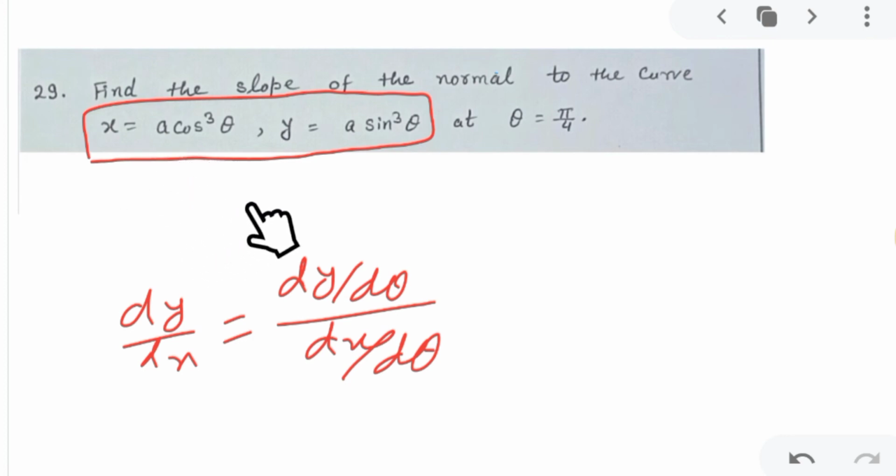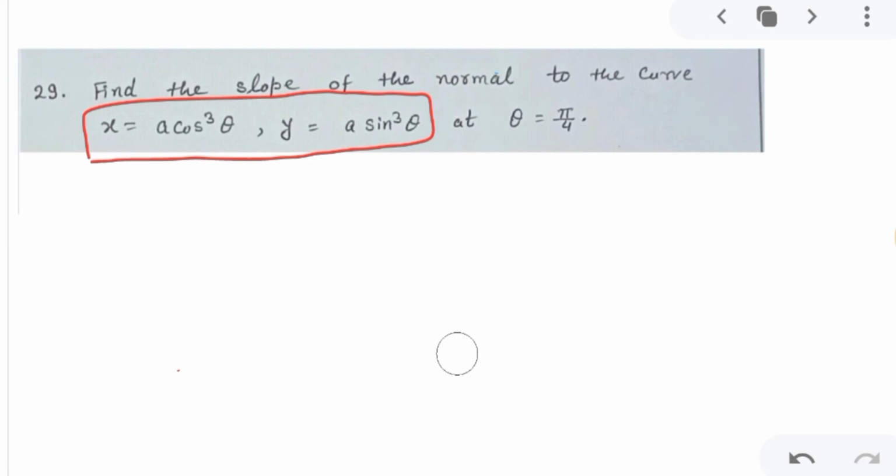And again, this question can come in 5 marks or 3 marks also. It is not necessary that this will come in 2 marks, because the solution will be a little bit lengthy. So it can come in 3 marks or 4 marks or 5 marks. So x is given as this, y is given as this. So we have to find the slope of normal, and the slope of normal formula you know. So first target is to find dy upon dx.